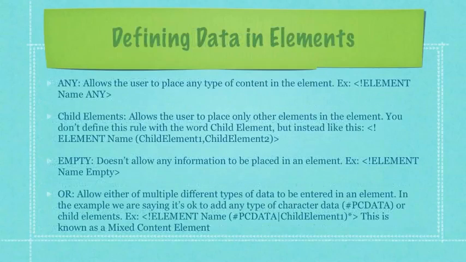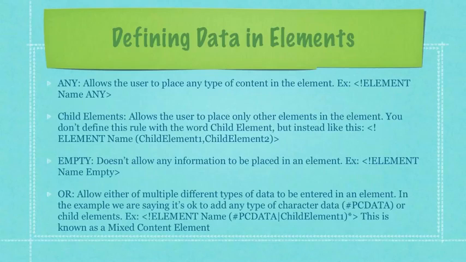Now I'm going to go over defining data in elements. The ANY definition allows the user to place any type of content in the element. And here is an example of how you would do that. With the child element definition, I allow the user to place only other elements in the element. And you don't define this rule with the word child element, but instead, like I show here in this example, where I list the names of those child elements in those brackets. EMPTY doesn't allow any information to be placed in an element, and you can also use an or statement.